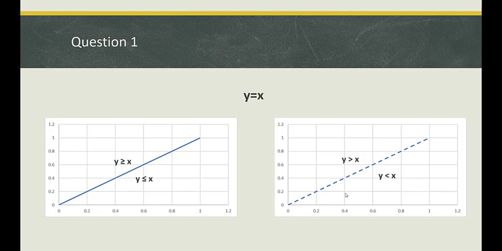Another thing to take note of is that this line is the y equal to x line. When our y is greater than or equal to x, our shaded region is the region above.